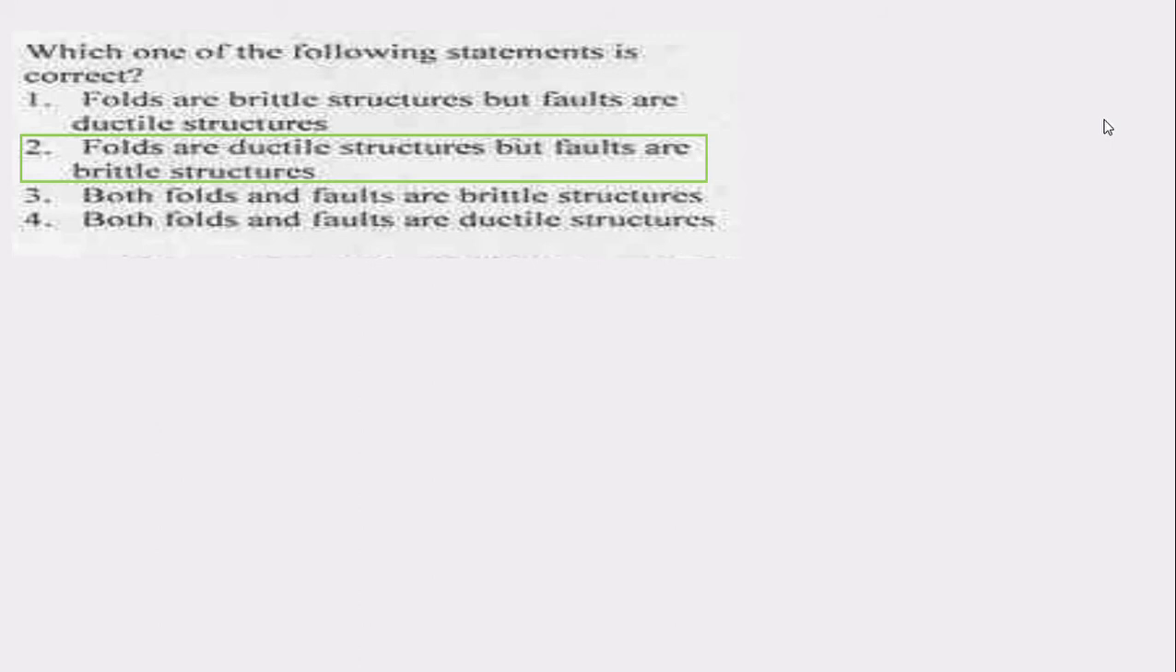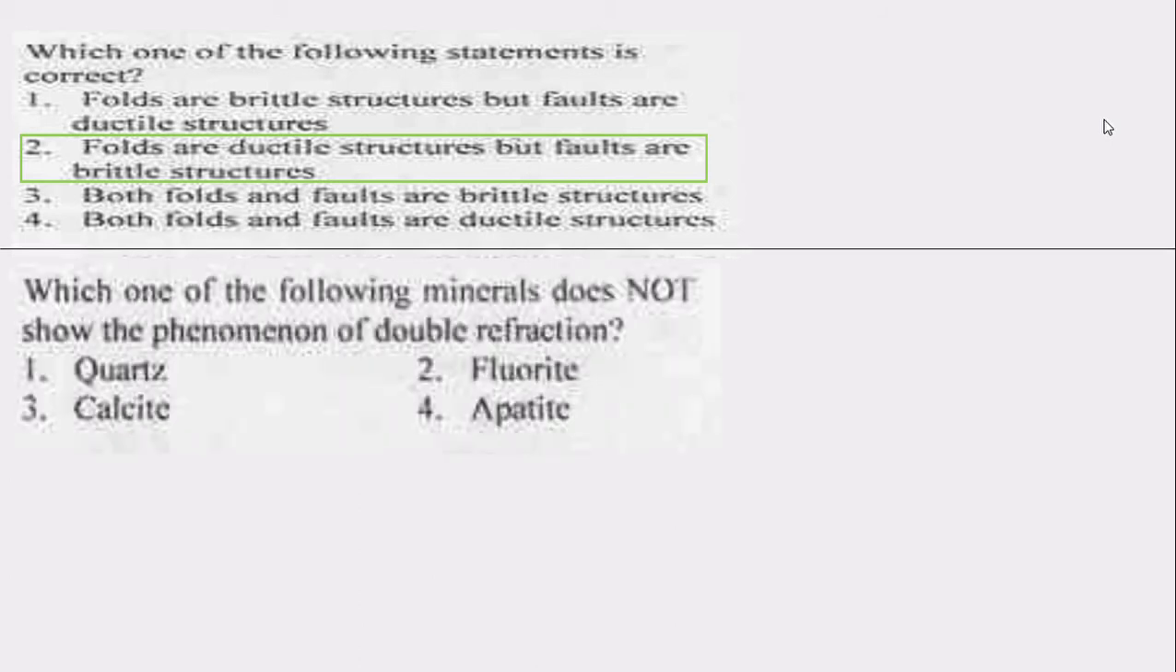And the other two options, both fold and fault, or brittle structure, is not the answer, and both fault and fold, or ductile, is also not possible. So I think you are clear with this answer, right? The ductile means folding, that is bending, and brittle means faulting, that is breaking. Is that clear?